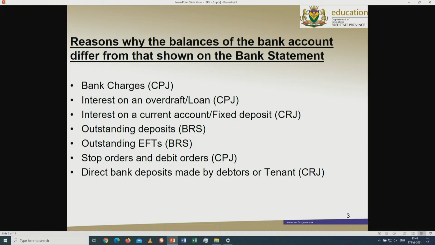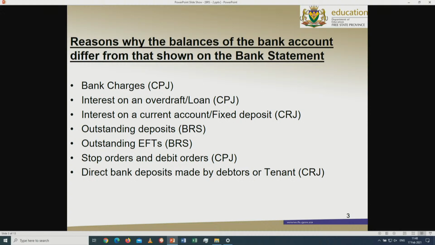Where are we going to record them? In our bank reconciliation statement under credit. Remember, we said every time you deposit the money, the bank will credit your account. So it will be an outstanding deposit under the credit column in the bank reconciliation statement.